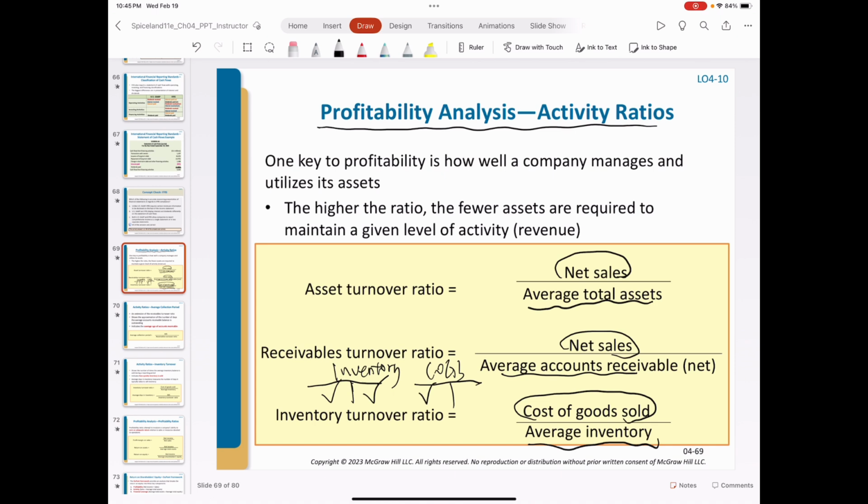Here we have included three activity ratios. The first one is overall assets turnover. The numerator is the sales, while the denominator is the average balance of total assets. So the greater this ratio, the more efficiently the company utilizes its assets. For every unit of assets, the company can generate more sales.